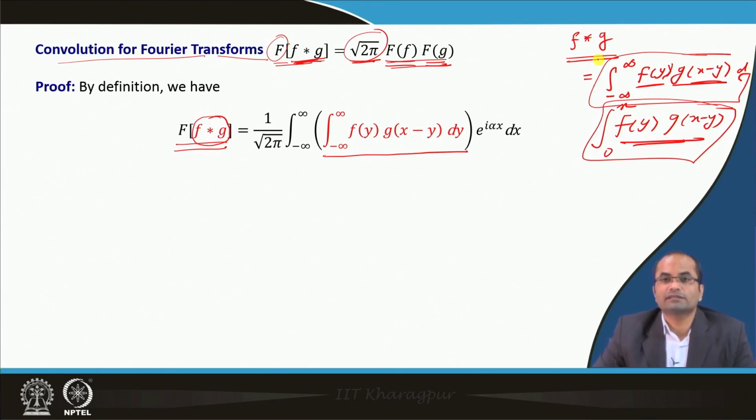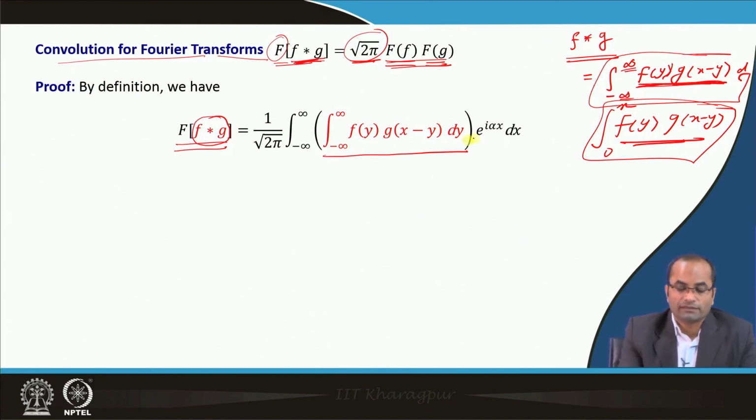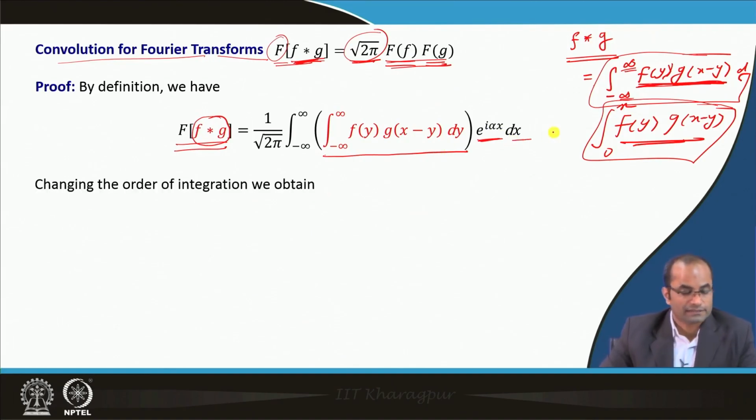We are going with minus infinity to plus infinity because the Fourier transform is defined for the entire real axis. This is the special structure of the convolution integral: we have f(y) and the other function is shifted, g(x minus y), then dy, and because of the Fourier transform we have e to the power i alpha x and then dx.